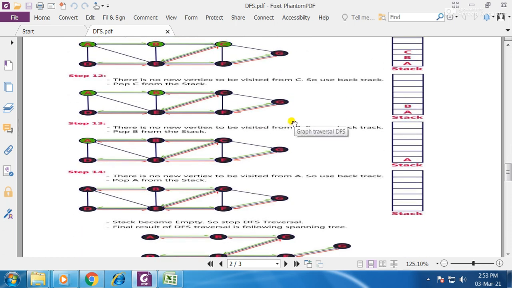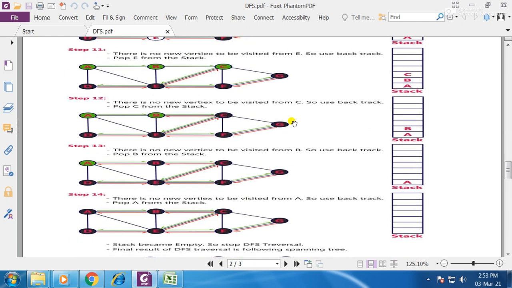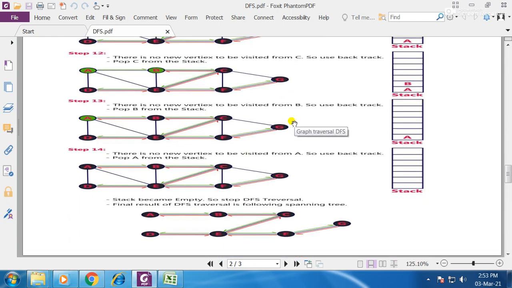And then from G, C and F are adjacent, but they are visited. That's why G is popped from the stack. And now similarly, all the visited vertices are popped one by one from the stack, and in the end the stack becomes empty, all the vertices are visited and we get the spanning tree like this.